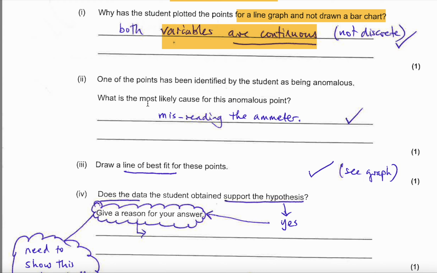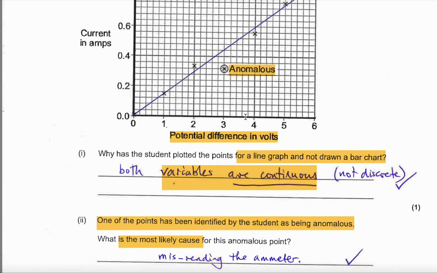So the next part says, one of the points has been identified as being anomalous. Well, we talked about that already. What is the most likely cause? The most likely cause, not any cause, the most likely cause for this anomalous point. Well, the voltage is pretty much going up 1 volt each time. That's pretty accurate. You're choosing to take the voltage up each time.